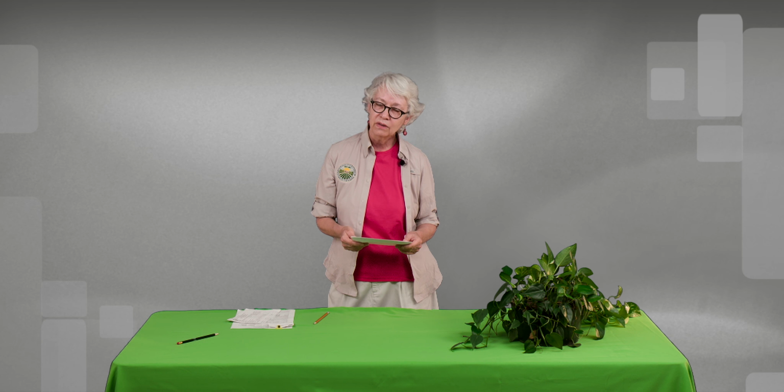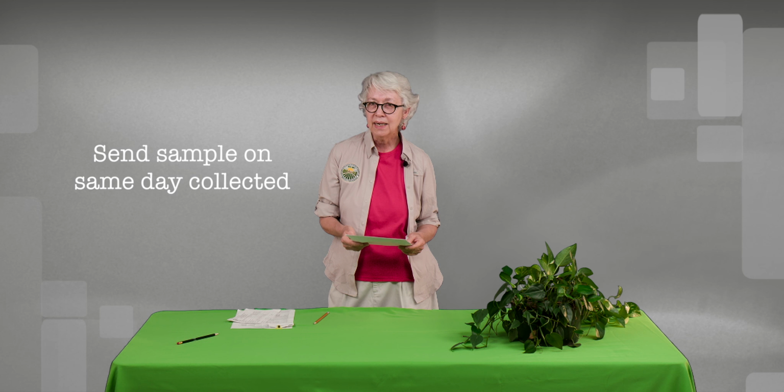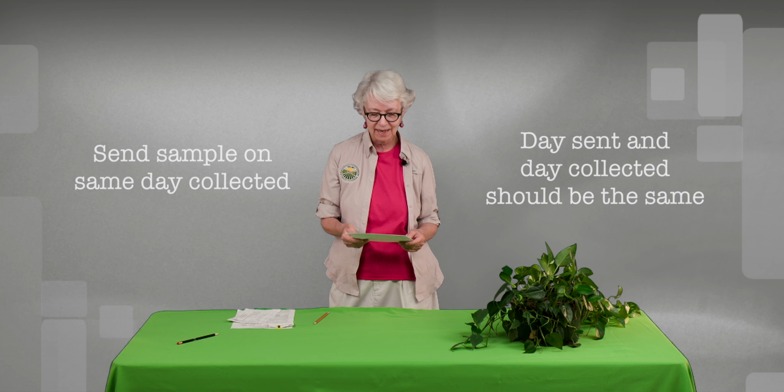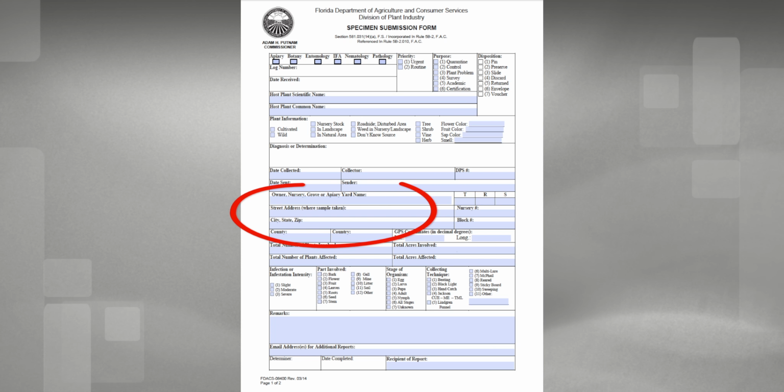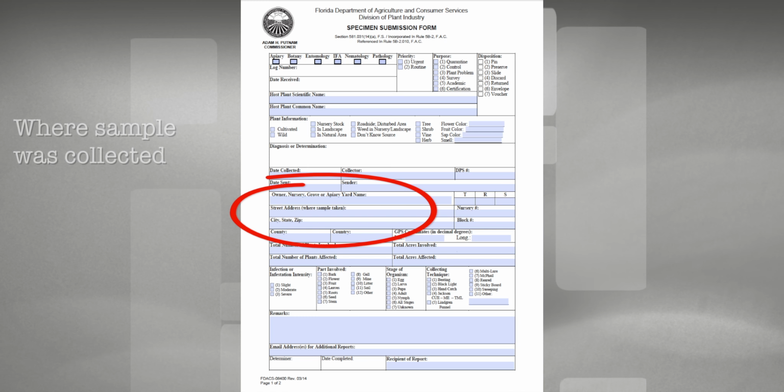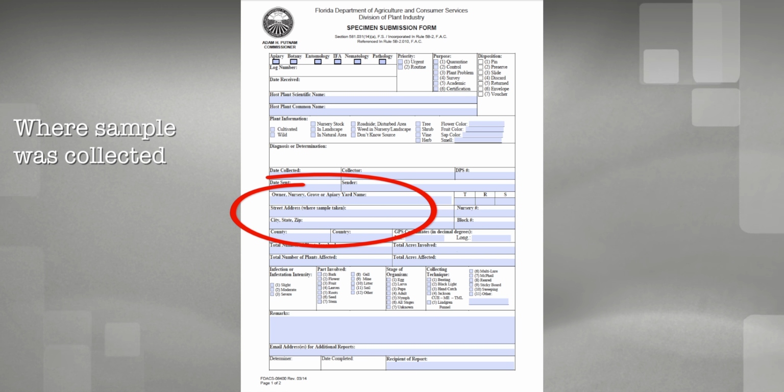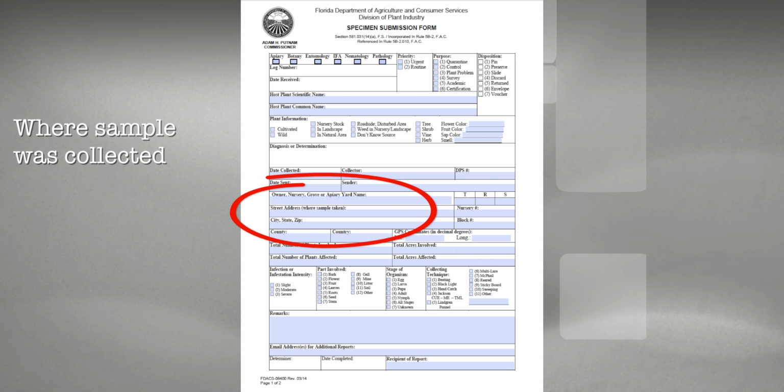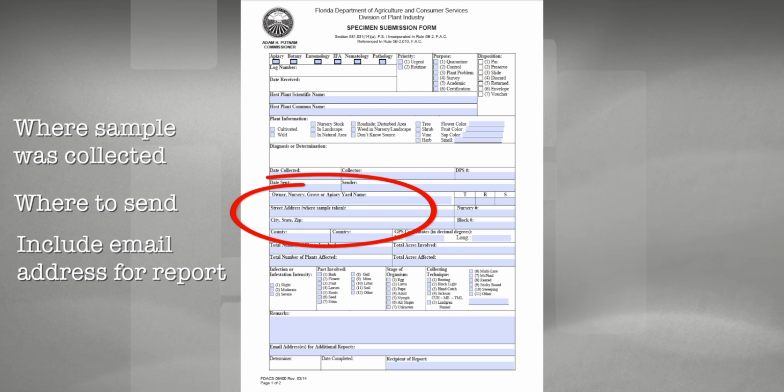If you go further down the form, you'll see the date collected. We hope you'll send it on the same day, so the date collected and the date sent should be the same. If you're the owner, just fill in the next line for owner, your name, your address, where the plant was collected. If you've brought it from another state, say, and want to know where it is, we need to know where the plant is from. But we'll also want to know where to mail the information or send the information to you.